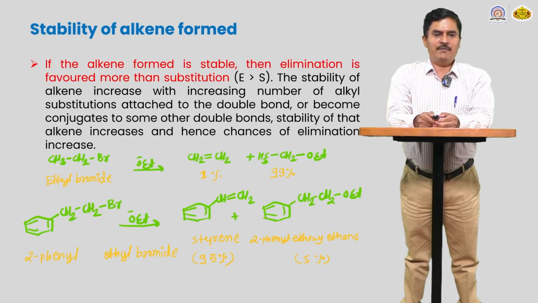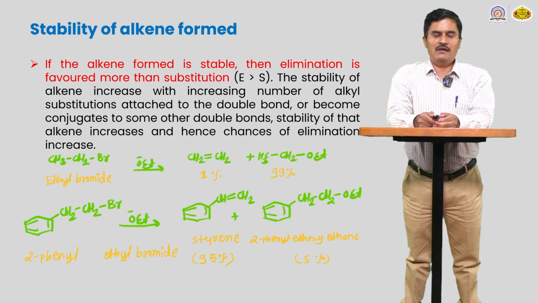Secondly, the stability of the alkene formed. Means if in the elimination reaction the alkene formed is more stable, then that substrate undergoes an elimination reaction. For example, in this reaction, ethyl bromide gives a 99% substitution product, and in the case of 2-phenyl ethyl bromide there is a 95% elimination product.